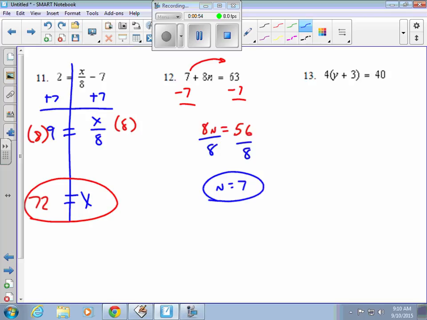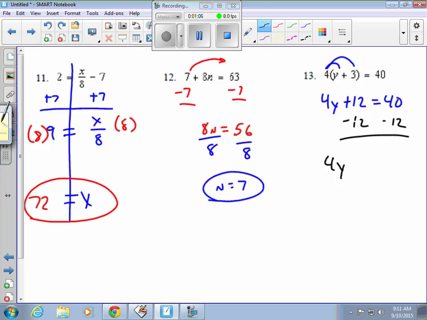You have to distribute first, 4 times y and 3. 4 times y and 4 times 3, plus 12 is 40. Undo your plus 12, order of operations, minus 12 on both sides. 4y is equal to 28. Undo 4 times y by dividing by 4 on both sides. Y is 7.